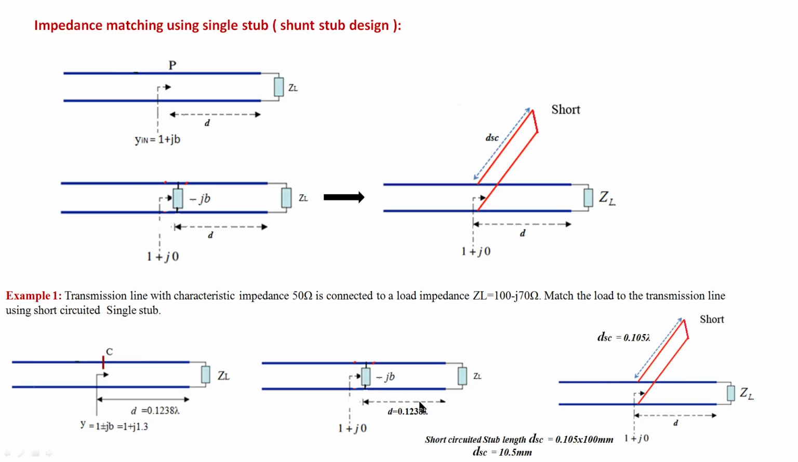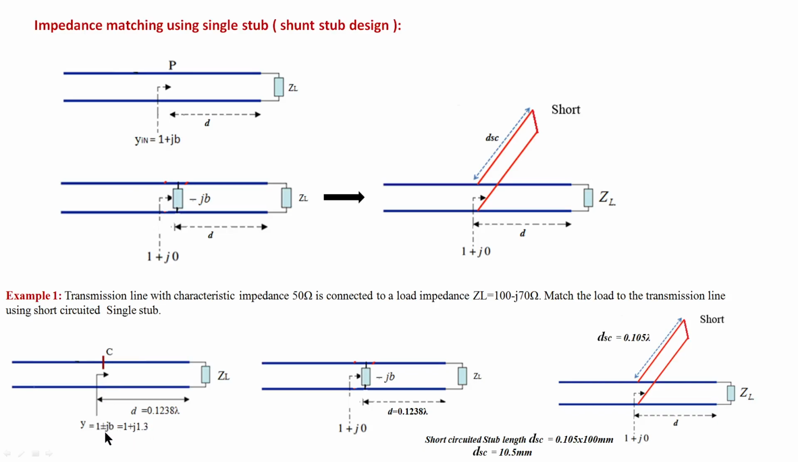Another thing is at what distance D I have to connect the stub. The stub must be connected at a particular distance. We have to note down at what distance I have to connect, and what value of stub I have to connect. The stub value should be opposite to whatever you get here. So you go on moving like this. Here the conductance is 1 but the susceptance is something, and you note down that it is 1.3.